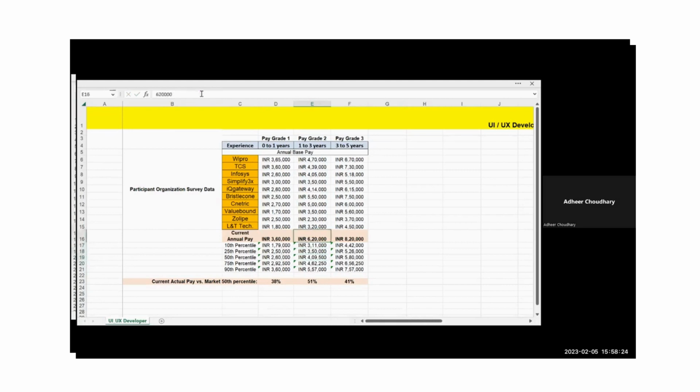620. So obviously the company is paying much more than the 50th percentile. And by how much more are you paying vis-a-vis the 50th percentile? 51%. Current pay versus 50th percentile, 51%, right? And let us look at another, pay grade 3 and the 50th percentile. Somebody had some concern, I'll take it up.